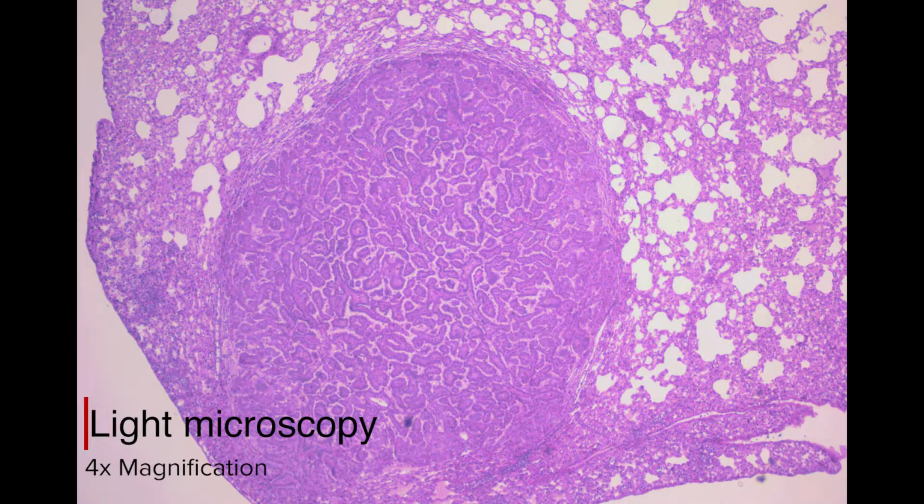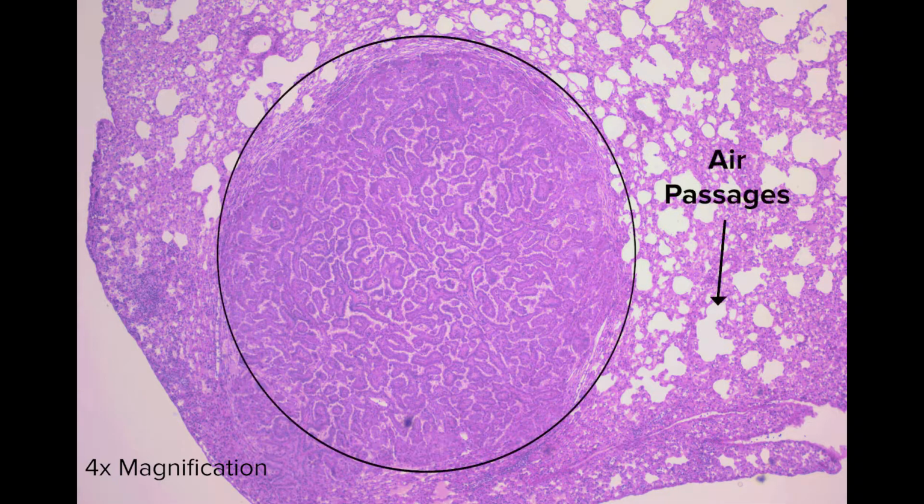This is a section of lung tissue that has been sliced very thin and a tumor that was growing inside a human lung. The tissue is stained so that the nucleus of each cell is colored dark blue and the cytoplasm is pink. The large round mass is the tumor. The white areas are air passages in the lung. This image was taken at a low magnification of 4 times.